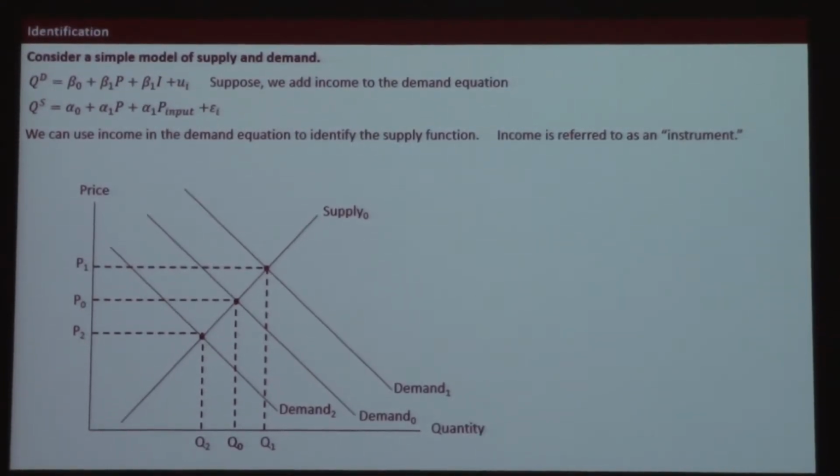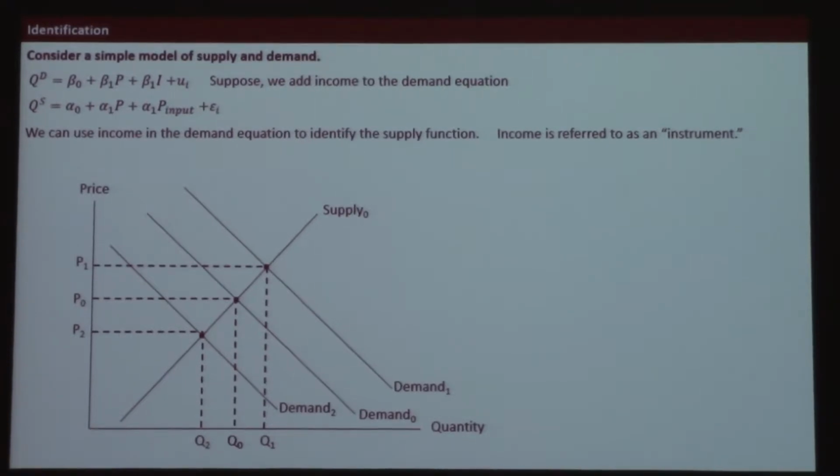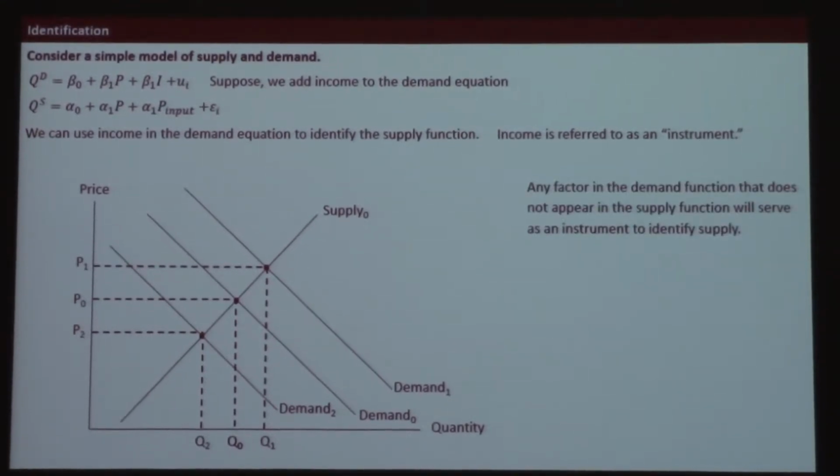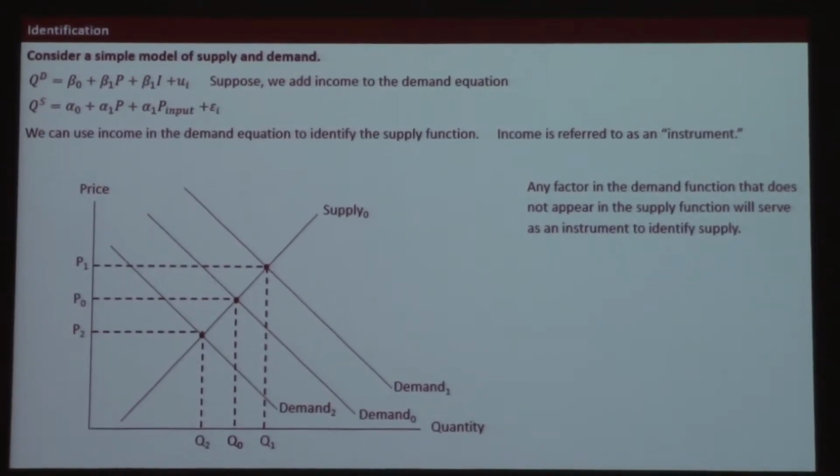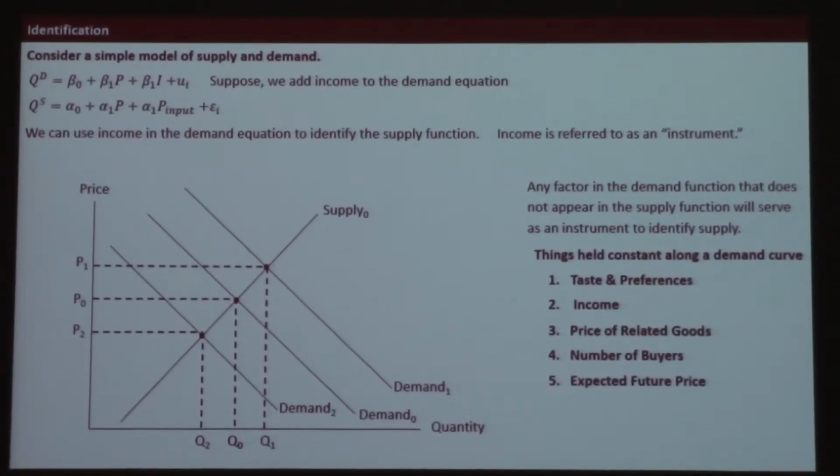Estimating demand, estimating supply, again, this is just endemic. It's always in what we're doing. Okay, so any factor in the demand curve that doesn't appear in the supply function will serve as an instrument. And that's going to include, actually expected future price shouldn't be there because that's in both the supply and demand function. All right. So here's our simple model of supply and demand, which we had earlier.